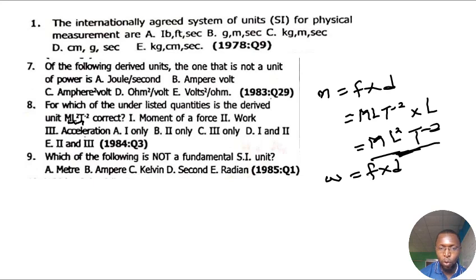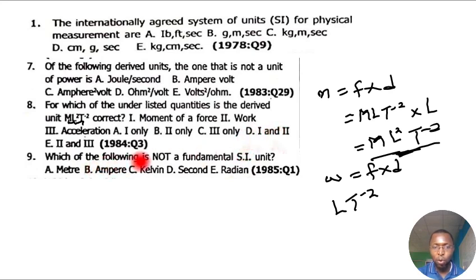Of course, we know that acceleration dimension is LT raised to the power minus 2. So the only ones that are equivalent to the dimension given here are I and II, the moment of force and work. So let's look at the option that had I and II as the correct answer. That is option D. Option D, as you can see here. So option D is the correct answer for this question.